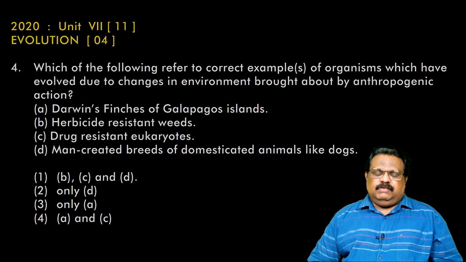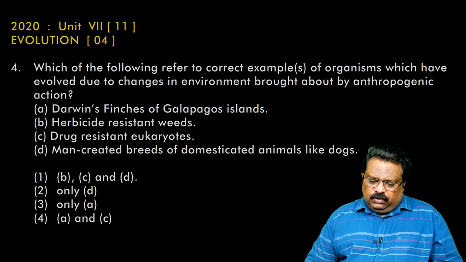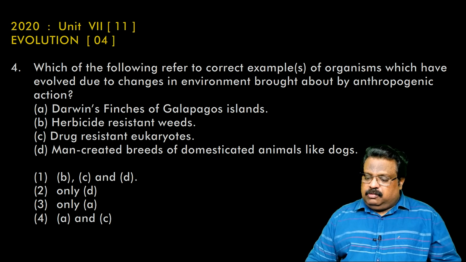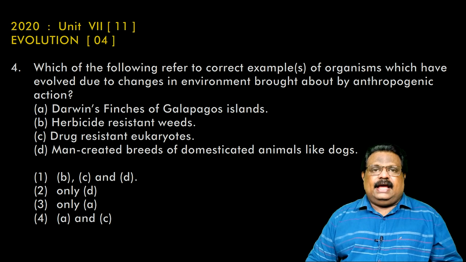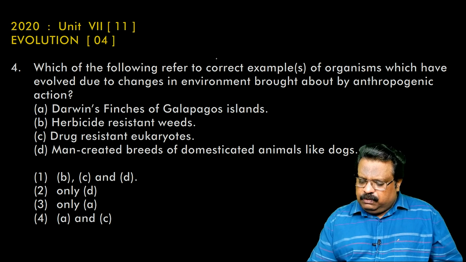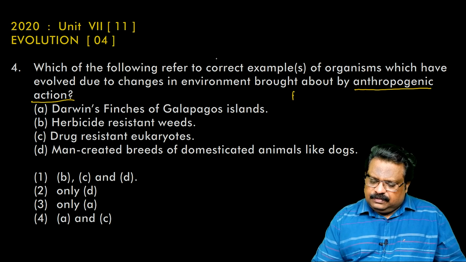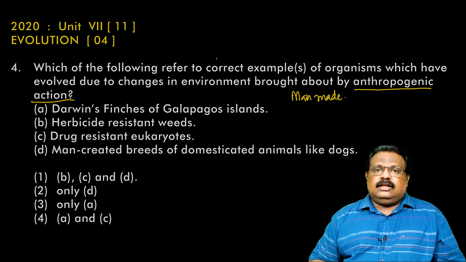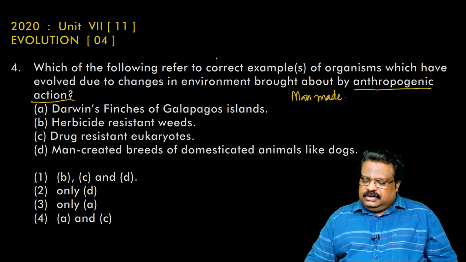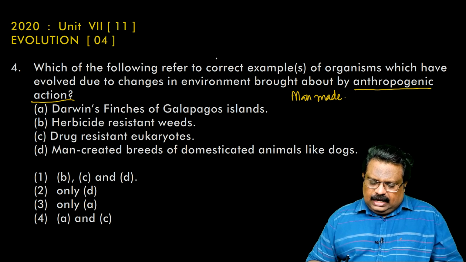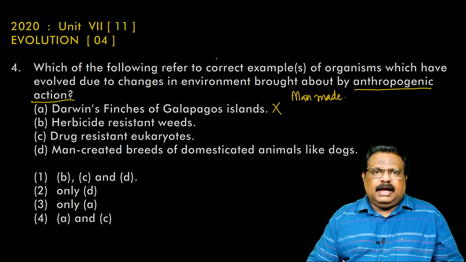Then the last question from evolution. Which of the following refer to the correct examples of organisms which have evolved due to changes in the environment brought about by anthropogenic action? Anthropogenic action means man-made action. Anthropology, study of human beings. So anthropogenic, man-made action. Darwin's finches of Galapagos Islands, it is not man-made.